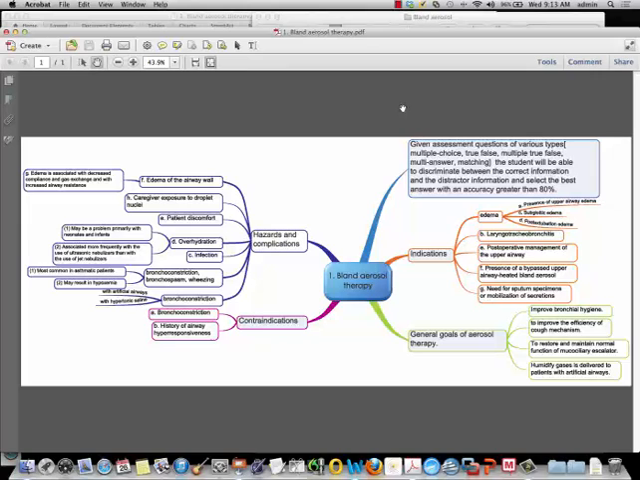It says, given assessment questions of various types, such as multiple choice or true false or multiple true false or multi-answer or matching or whatever type of question I can think of, the student will be able to discriminate between the correct information and the distractor information and select the best answer with an accuracy of greater than 80%. Of course, I'd like for you to do 100, but that's not a practical goal. So I said if you can do 80, you can do well.